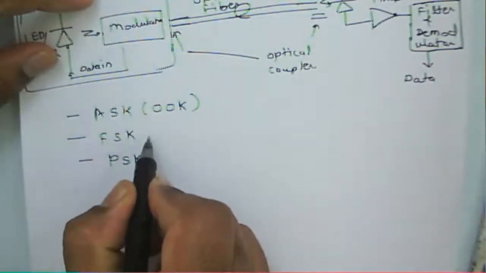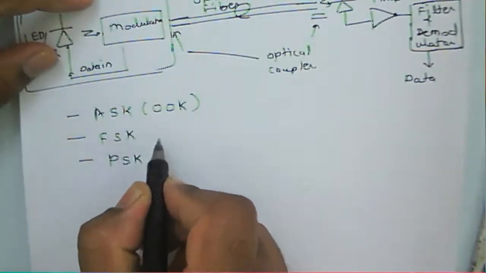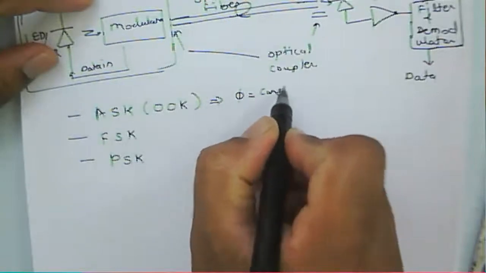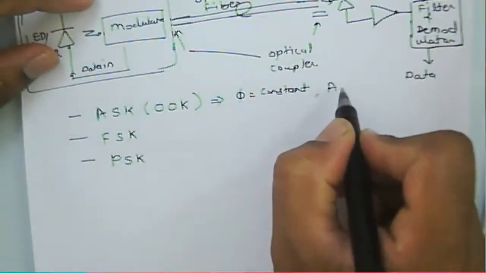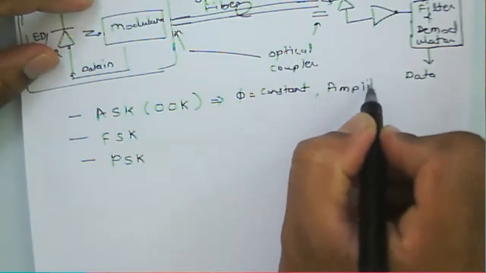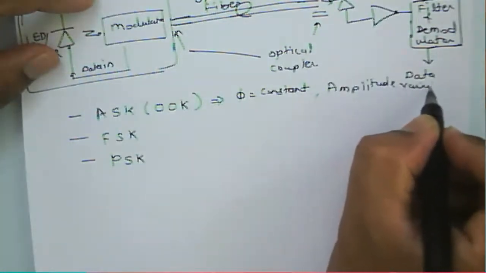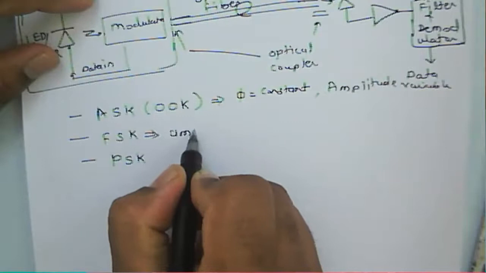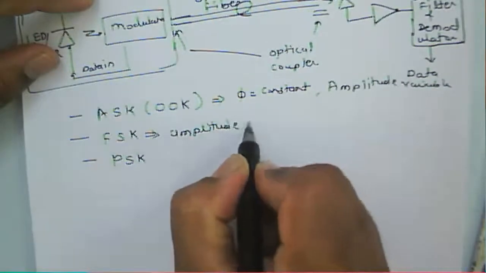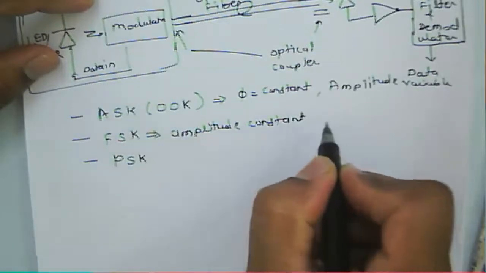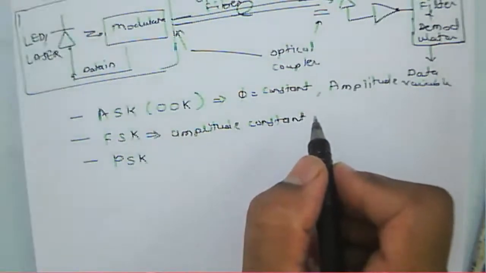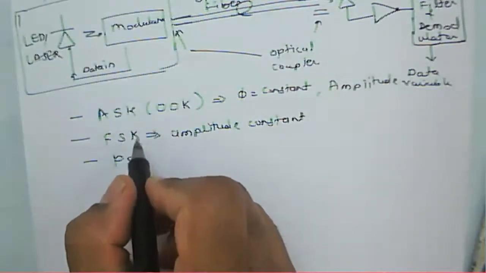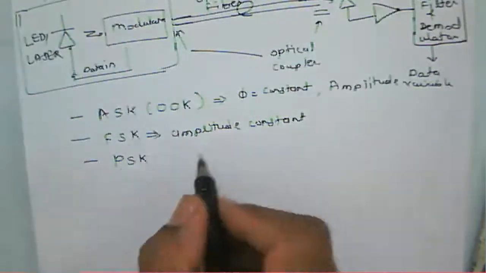In the case of frequency shift keying, the amplitude is constant and the frequency varies. Now in the case of phase shift keying, the amplitude is constant and there is a variation in the phase.